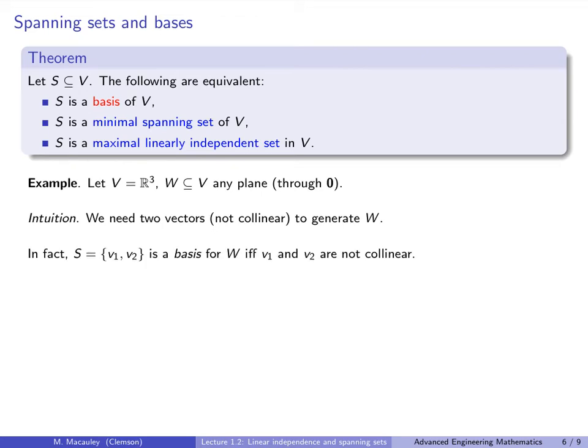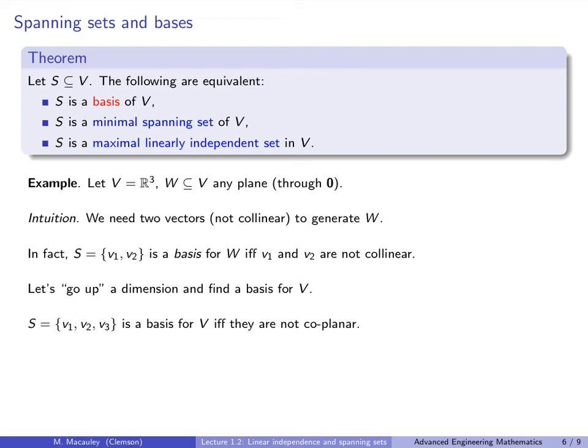Moreover, any set of 2 vectors, V1 and V2, will do the trick. Any set of vectors I claim is a basis as long as they're not collinear. Well, because 2 non-collinear vectors will generate or span W, and they do so minimally. If you remove any one of those 2, you no longer get the whole plane. So it's a basis. Let's go up a dimension and find a basis for the whole vector space, R3. In fact, if you have any 3 vectors, I claim that that is a basis for V if and only if they are not coplanar.